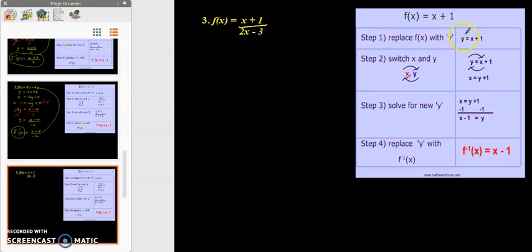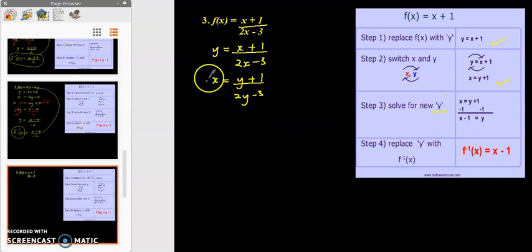Step 1, replace f(x) with y. So we have y equal x plus 1 over 2x minus 3. Achieved. Step 2, switch x and y. So we switch them around. x equal y plus 1 over 2y minus 3. This has been achieved. So step 3 now, we're going to solve for y.